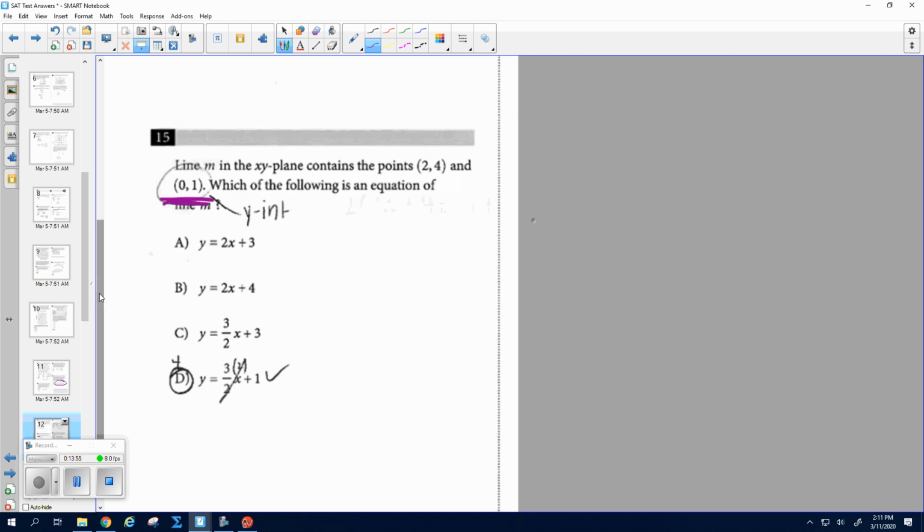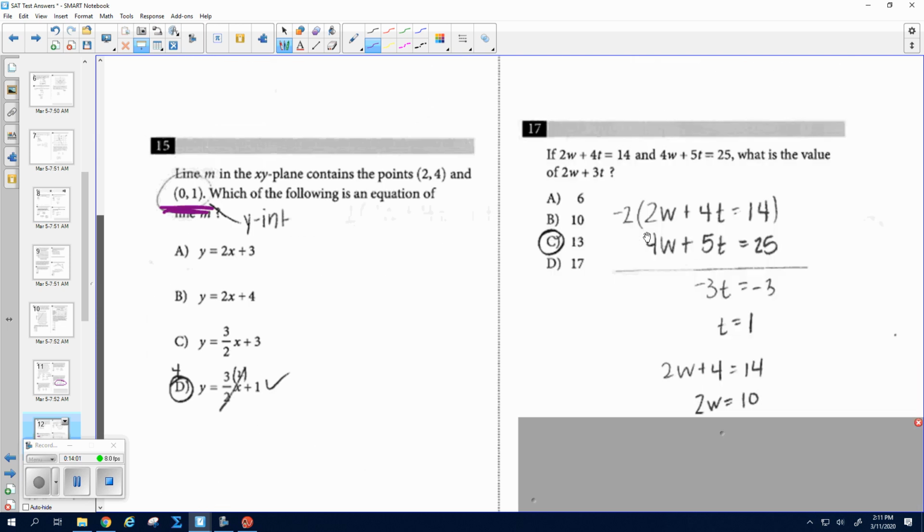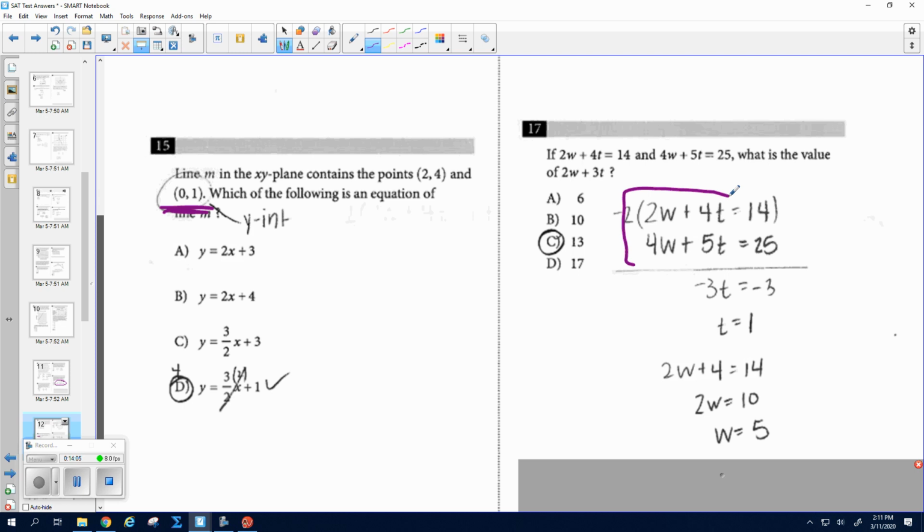Number 16 is B. Number 17, this is another one that you guys, if you just use x and y instead of w and t, you can use that function, that algebra thing that I just showed you, menu, algebra, solve equations, and just plug in the equation with x and y, and it'll solve exactly for you without doing any math, okay? So 17 is C.